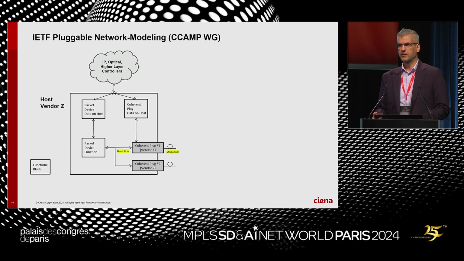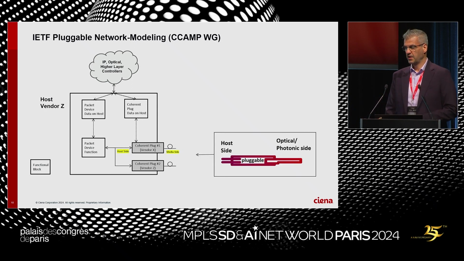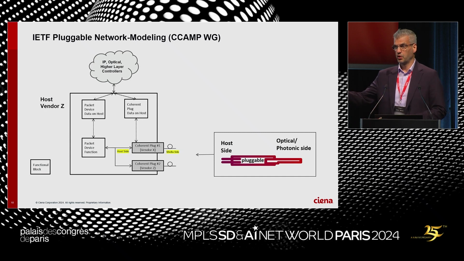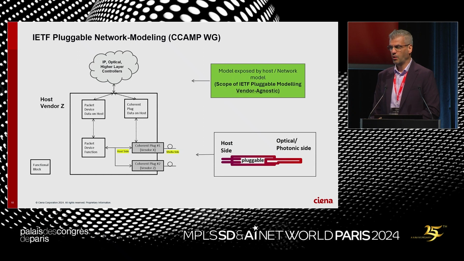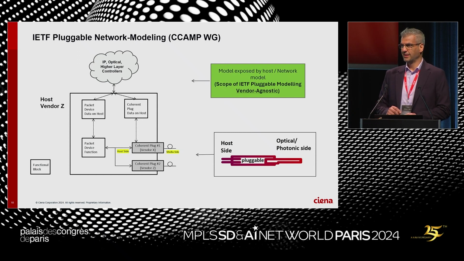The whole idea here is how I can expose all the characteristics of these pluggables to the outside of the routers. I have the pluggables' characteristics, photonic optical from one side, host and electrical from the other side, and how I can expose it outside. So basically, this is the first part of the activity that we do at IETF. Basically, we're defining how all these characteristics should be exposed to the external system.